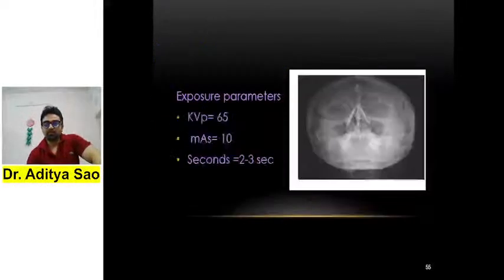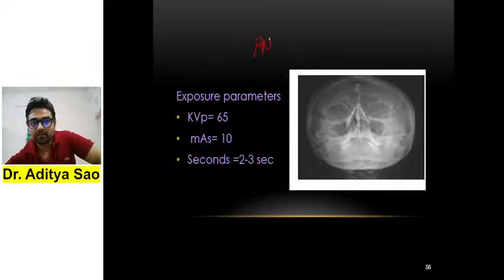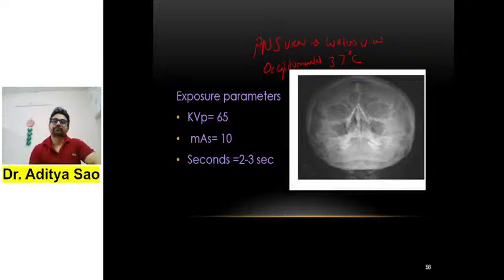This is a Waters projection. So this is a PNS view. Okay, this is a PNS view or your Waters view or your occipitomental 37 degree. Occipitomental 37 degree. Okay, so there are 2-3 occipitomental views: 30, 37 and 10 degrees. Out of them, the PNS view is the 37 degree one.